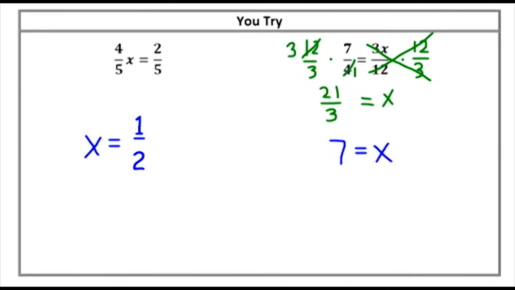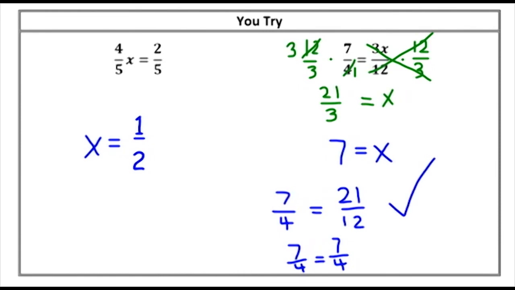If you wanted to, you could plug it back in and check. 3 times 7 would give me 21 over 12. Now, even though this doesn't look like a true statement, if I simplified 21 over 12, I would get 7/4. They have a greatest common factor of 3. If I divide top by 3 and bottom by 3, I would get the same exact fraction. A good way to check your work.